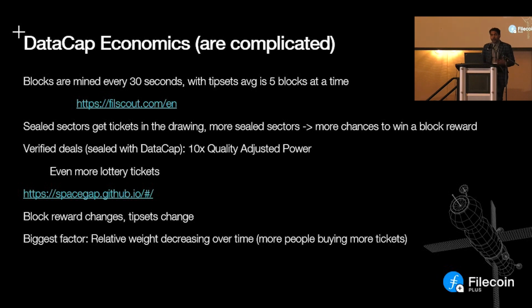The DataCap economics would explain a bit more of why the storage providers care. On the Filecoin network, there are blocks that are mined every 30 seconds. You can think of them as lottery tickets. So when a storage provider gets DataCap, their power on the network becomes 10x. What that means is that they have a 10x chance to get a block reward. Just to clarify, they're not getting 10 times more block rewards. They're just getting 10x quality-adjusted power, which is their probability of getting more lottery tickets in this economy.